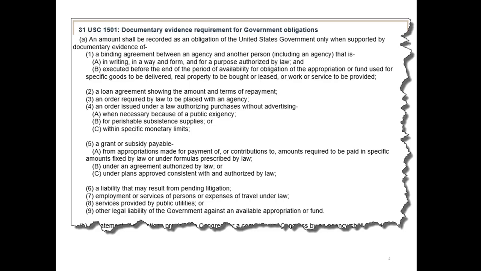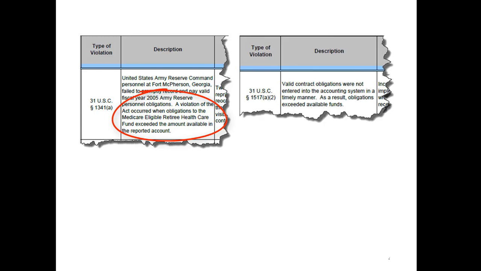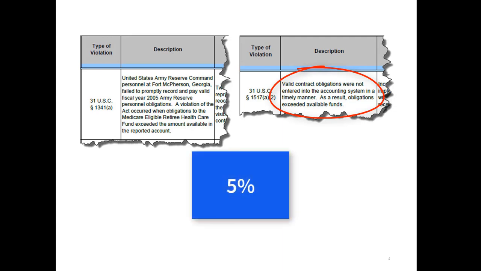You can probably guess what might happen if you don't follow the requirements of the recording statute. In this example, the Army Reserve Command did not follow the requirements of the recording statute and thereby caused a violation of 1341(a). In this example, an allotment violation occurred because obligations were not recorded timely. About 5% of violations reported to GAO have been caused by a violation of the recording statute.